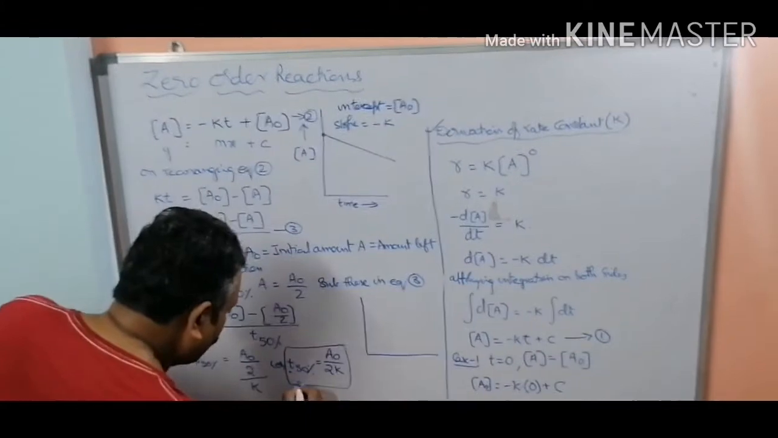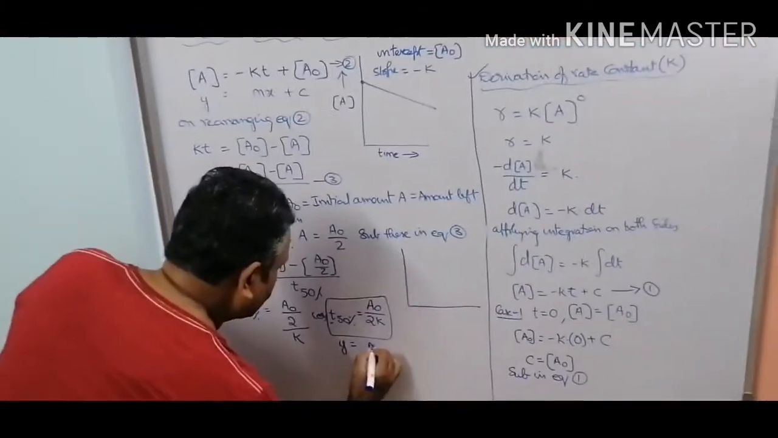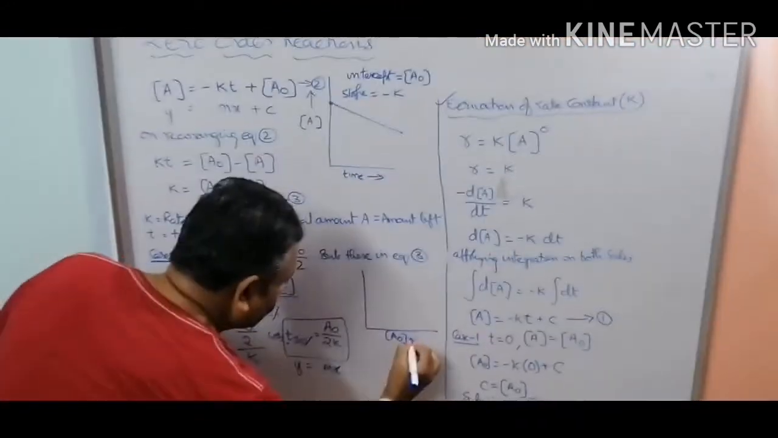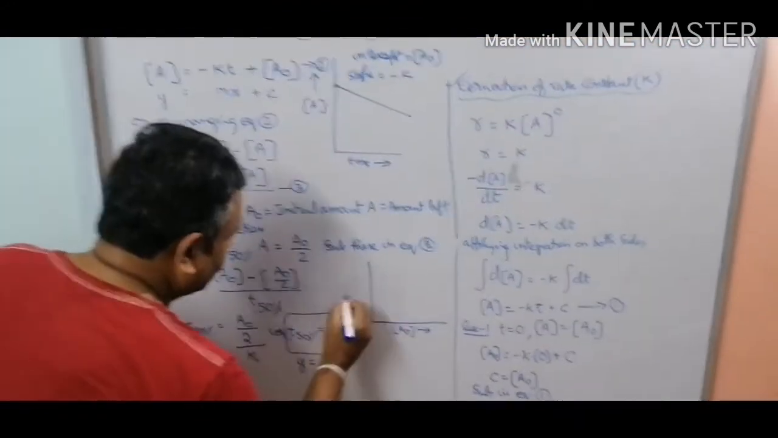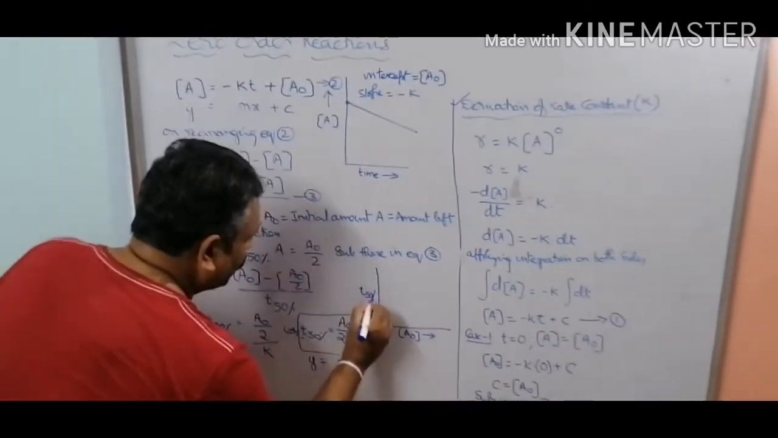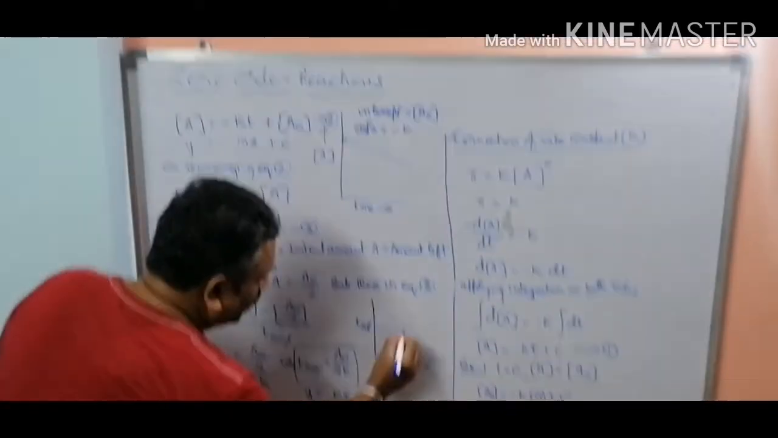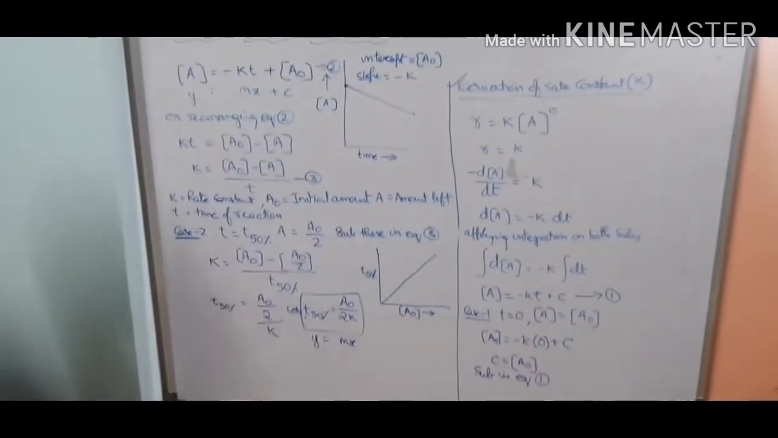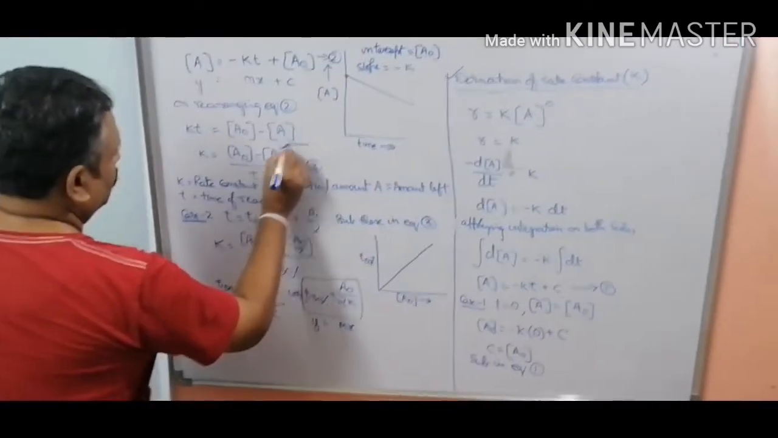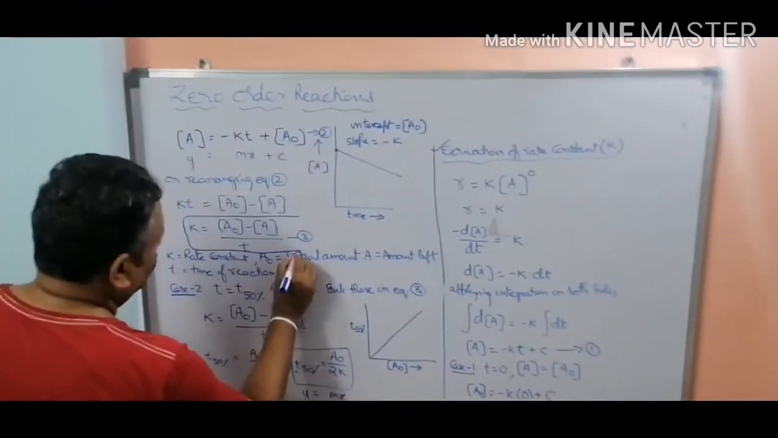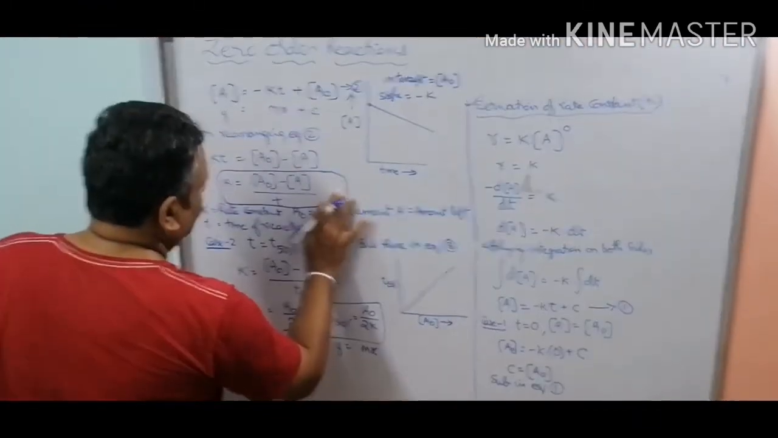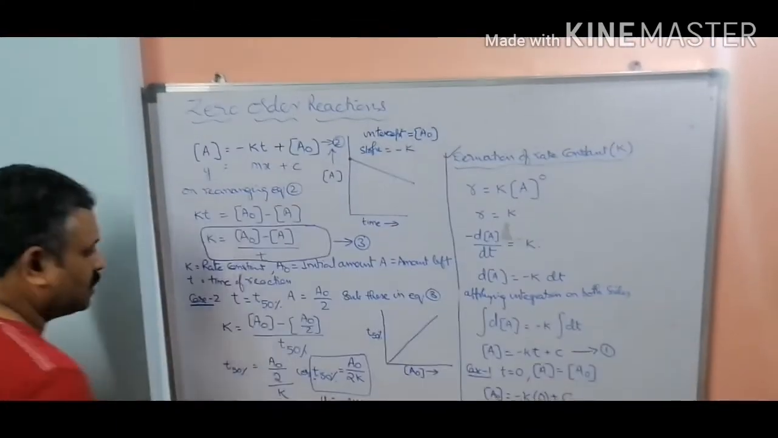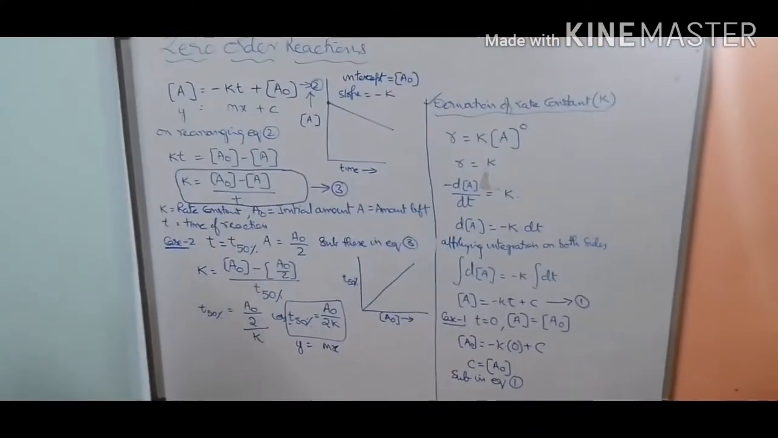So it is in the form of y is equal to mx. Taking the initial concentration on the x-axis and half-life on the y-axis, we get a straight line passing through the origin. So this is the integrated rate equation for zero order reactions, and this is the expression for the half-life of zero order reactions.